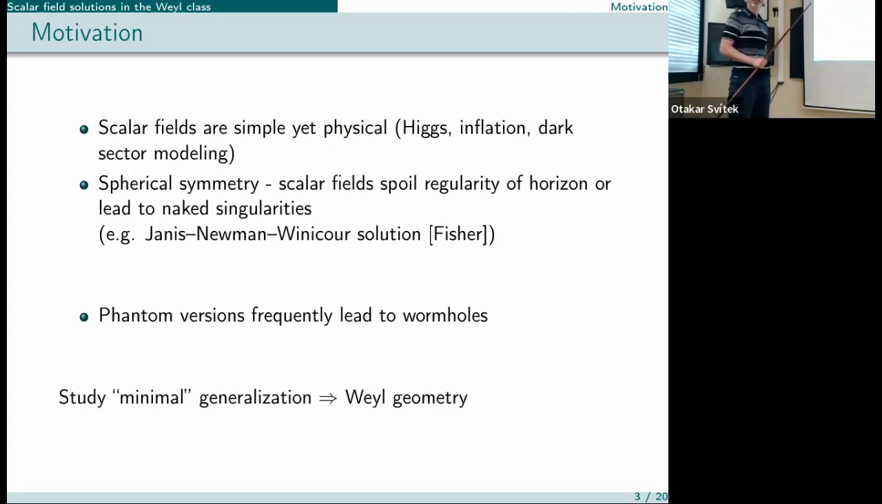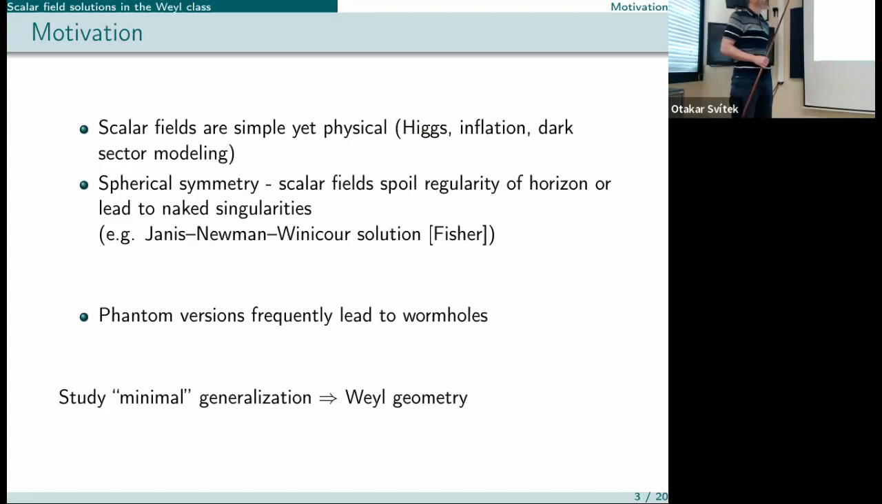So the motivation is just that scalar fields are obviously one of the simplest sources that one can have, and still they are reasonably physical, as one can see. At the same time, when one puts a scalar field into a spherically symmetric spacetime and studies static solutions, there is one well-known problem with the regularity of horizons.